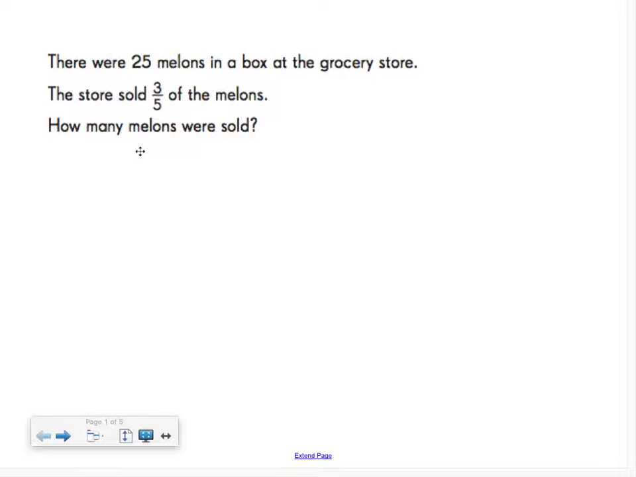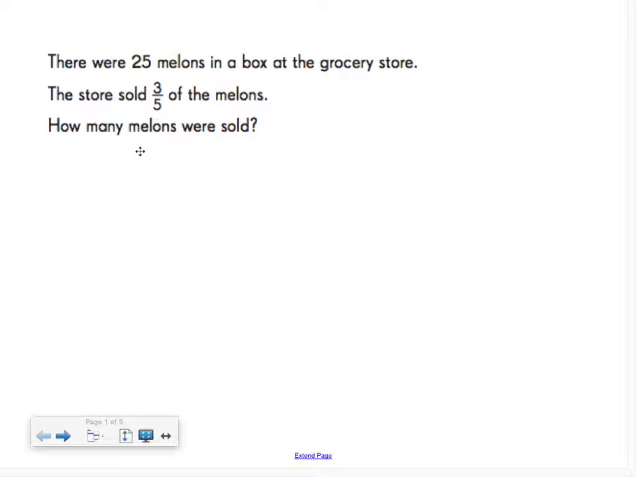So in your mind right now, I want you to just think and picture what I'm saying. There are 25 melons in a box at the grocery store. I'm hoping you're just picturing a big box full of 25 melons. The store sold 3/5 of the melons. Hopefully you're thinking if you're selling them, then you are subtracting because you're taking away. It says how many melons were sold.